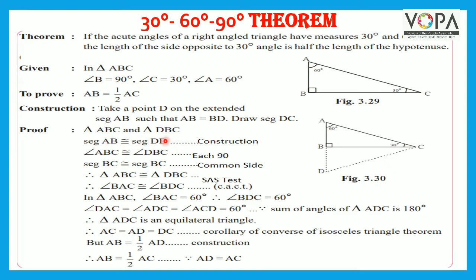In triangle ABC and in triangle DBC, segment AB congruent to segment DB, that is construction. Angle ABC congruent to angle DBC, which is of 90 degree. Segment BC congruent to segment BC, which is a common side. Therefore, triangle ABC congruent to triangle DBC by SAS test.